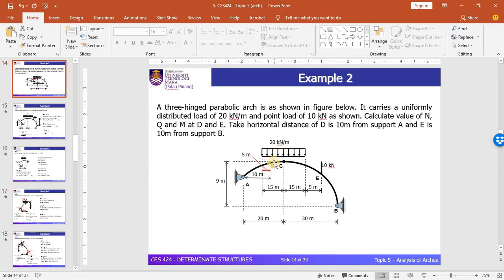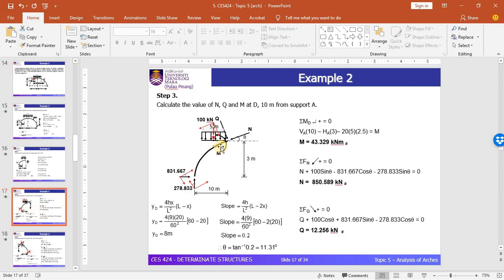Based on this joint D, you can see that the length of UDL included in this diagram, from D to the support, is only 5 meter. So this 20 kilonewton per meter load only needs to be taken into account on the 5 meter length from point D. Let's look in detail at the specific solution in this slide.